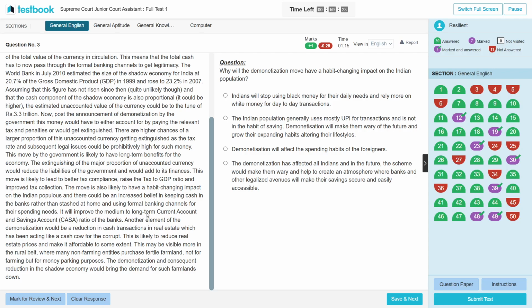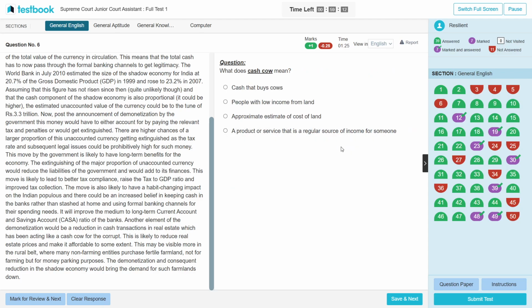It will improve the medium to long-term current account savings ratio of the banks. Another element of demonetization would be a reduction in cash transactions in real estate, which has been acting like a cash cow for the current.